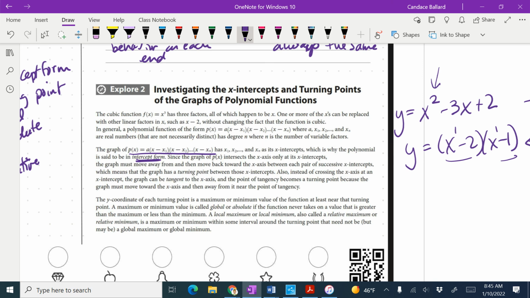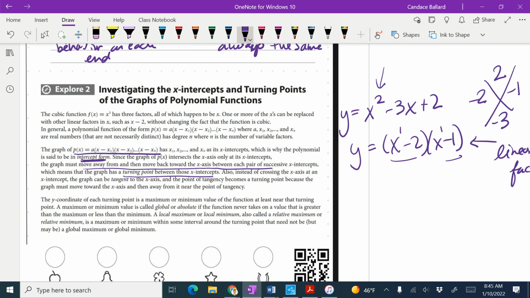So then it says in here, a graph must move away from and then back toward the x-axis between each pair of successive x-intercepts, which means the graph has a turning point between those intercepts. That's because the graph is moving away from and back towards the x-axis, okay? So it's going to turn, right? Think about a parabola. It's going to go down, and then it's going to turn and move away. We're just going to have more of those turns with a polynomial.